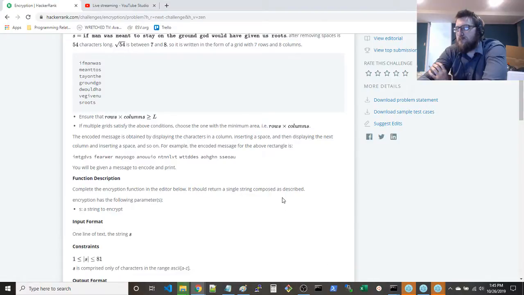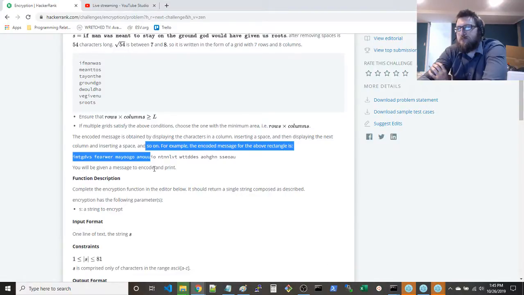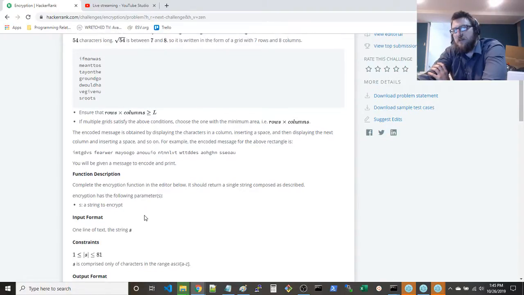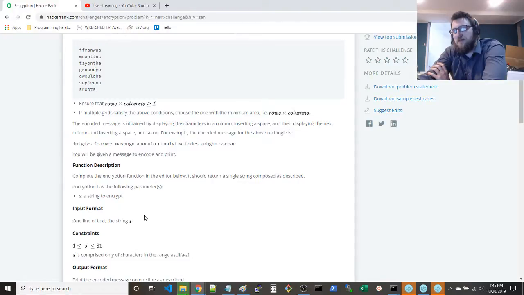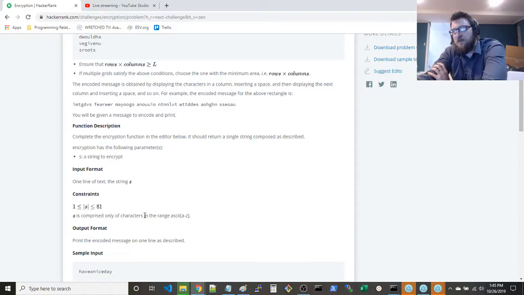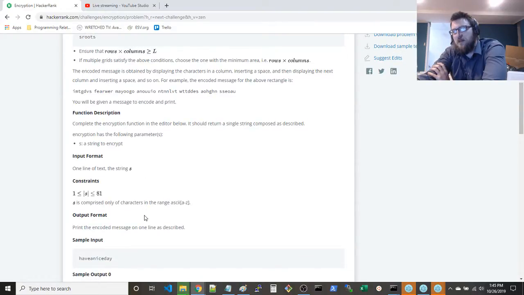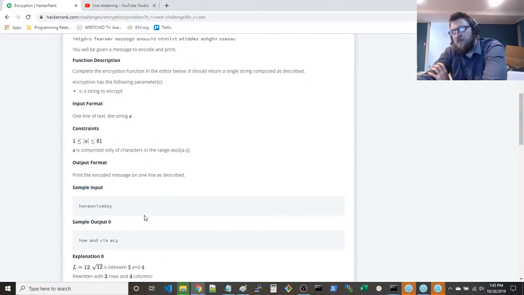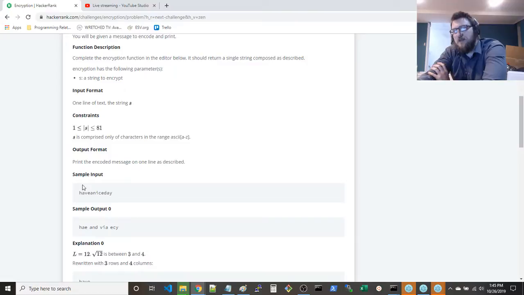Okay. So we'll keep going. You'll be given a message to encode and print. Function description: complete the encryption function in the editor below. It should return a single string composed as described. Encryption has the following parameters: a string to encrypt, 1 line of the text, the string S. S comprised only of characters in the range ASCII, A to Z. Output format: print the encoded message on the line as described.